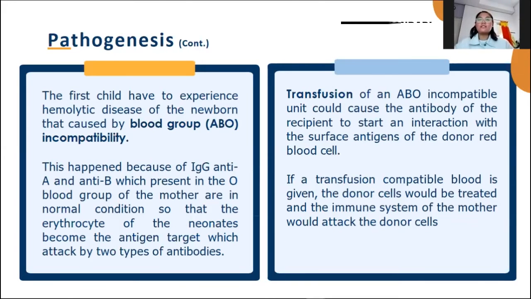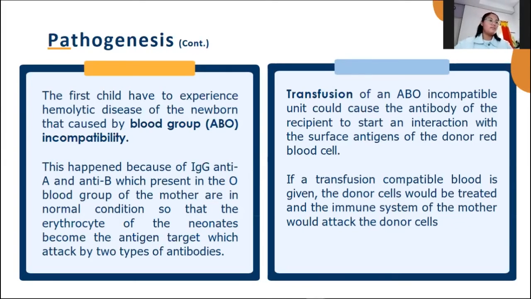Next. So, the pathogenesis. The first child has to experience hemolytic disease of the newborn that is caused by blood group ABO incompatibility. This happens because IgG anti-A and anti-B, which are present in the blood group of the mother in normal condition, make the erythrocytes of the neonates the antigen target, which is attacked by two types of antibodies. Transfusions of an ABO compatible unit could cause the antibody of the recipient to start an interaction with the surface antigens and the donor red blood cell. And if a transfusion compatible blood is given, the donor cells would be treated and the immune system of the mother would attack the donor cells.